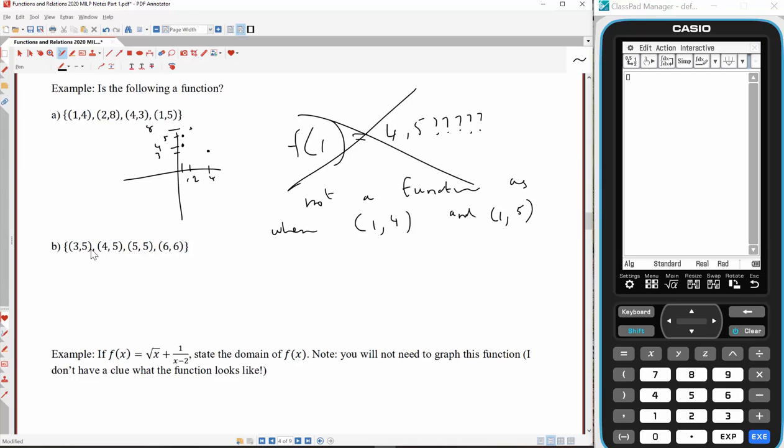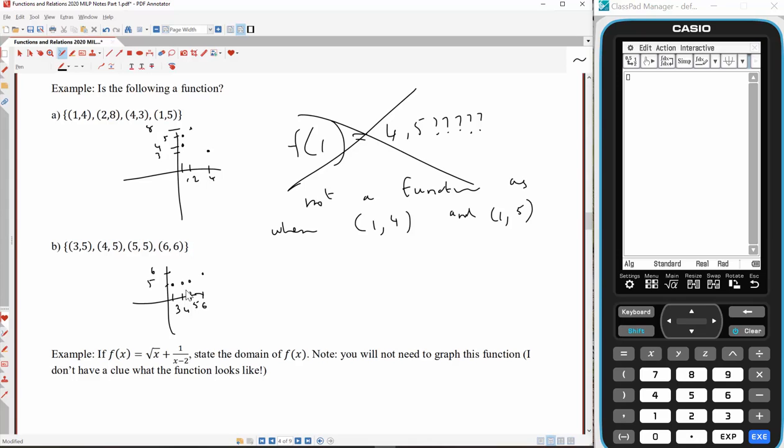All right, this one here. So we've got those coordinates, so 3, 5, 4, 5, 5, 5, 6, 6. All right, so let's have a look at this. Now, this x value produces the y value 5.